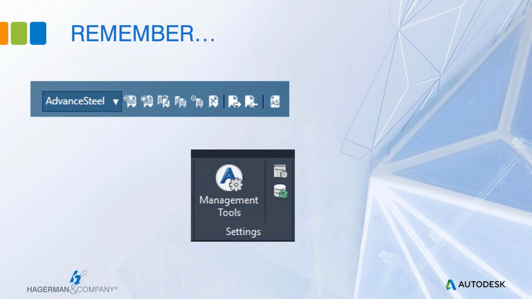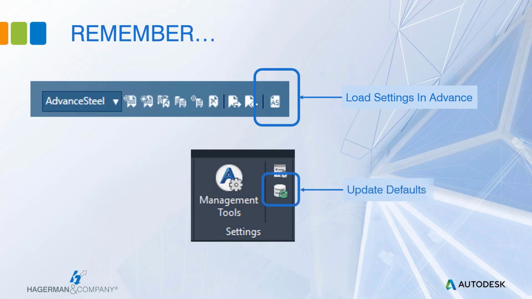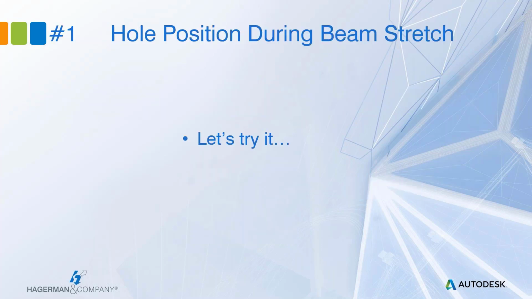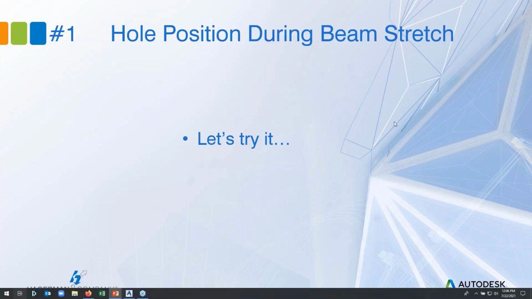And don't forget, if you've ever been in the defaults before, you want to click the Load Settings in Advance button, and then click the Update Defaults button on the Settings panel in the ribbon. If you don't do this, the changes that you just made will not take effect in your model. All right, let's have a look at it.